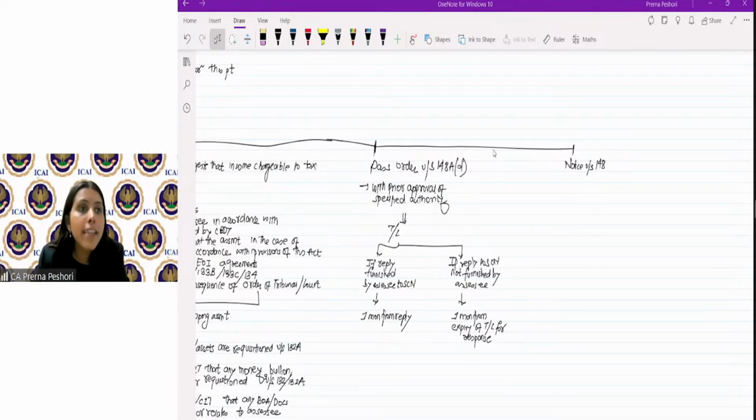Now, what will this notice tell you? These are issued together. This notice will require you to furnish a return of income, requiring the assessee to furnish the return of income within a maximum of 3 months from the end of the month in which the notice is issued. Are we clear?